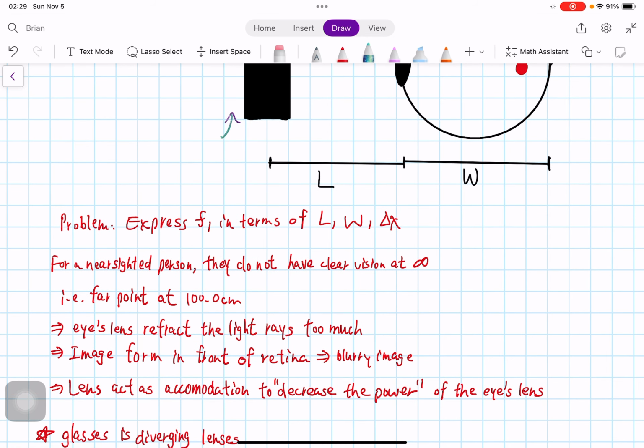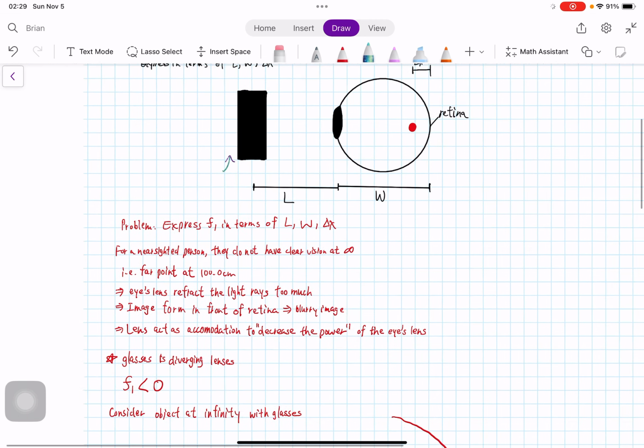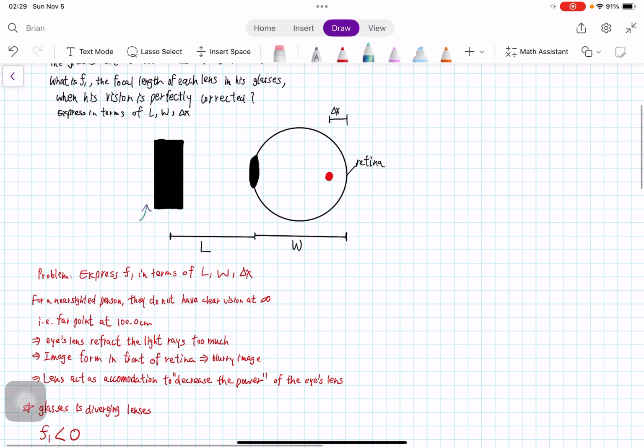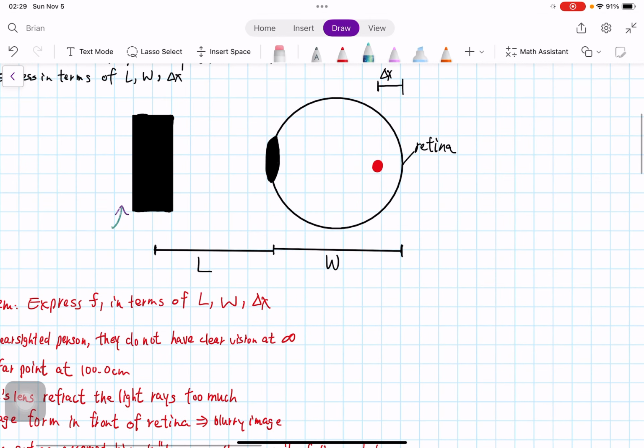So the eye's lens is refracting the light rays too much, so that the image is formed in front of the retina, and that gives the person a blurry image. So for example, the light ray would form like this. The image is formed in front of the retina and it is not a clear image.